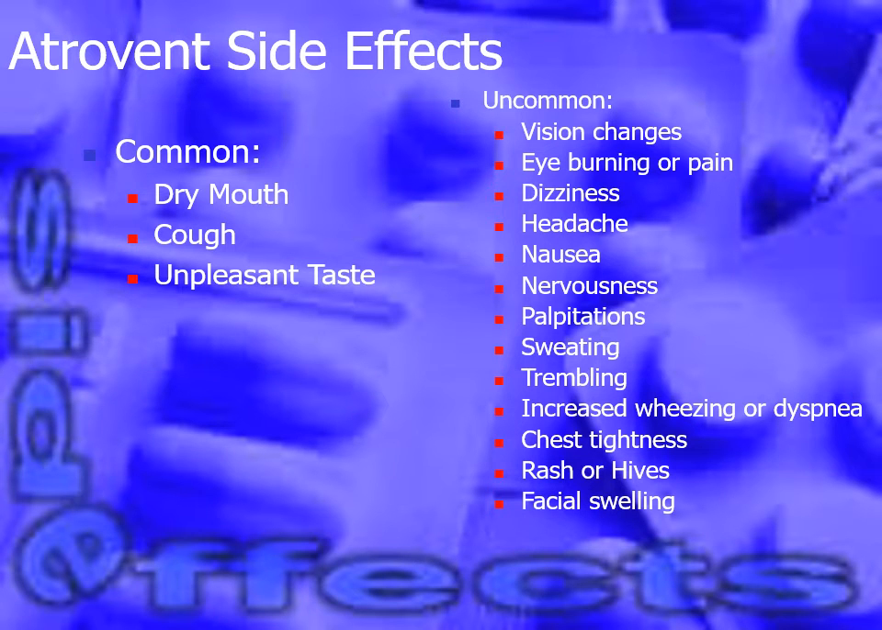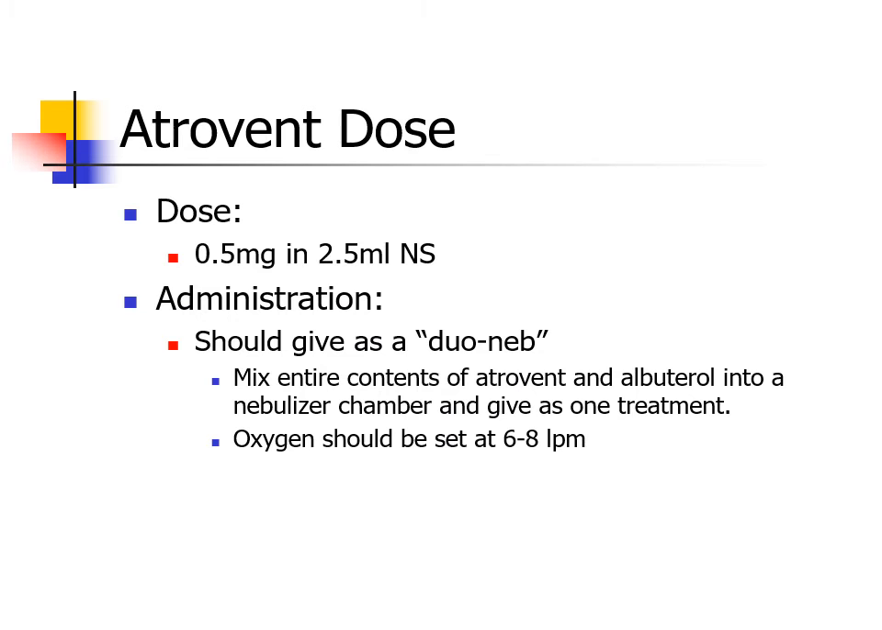Atrovent side effects. Some common side effects are dry mouth, cough, unpleasant taste. Some uncommon side effects are vision changes, eye blurring or pain, dizziness, headache, nausea, nervousness, palpitations, sweating, trembling, increased wheeze or dyspnea, chest tightness, rash or hives, and facial swelling. The dose of Atrovent is 0.5 milligrams in 2.5 milliliters of normal saline. It should be given as what is called a DuoNeb. Mix the entire contents of Atrovent and albuterol into a nebulizer chamber and give as one treatment. The oxygen should be set at 6 to 8 liters per minute.